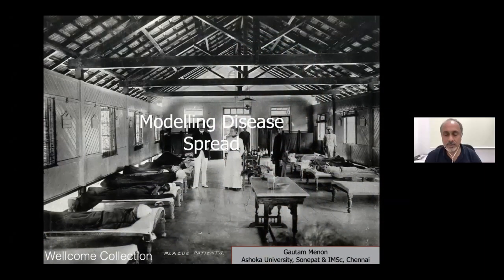So I want to talk to you today about how one thinks about modeling disease spread. I want to give you the background to the field, give you a couple of terms that are used, and emphasize and describe why those terms are important. So let's just get straight into it with an example.